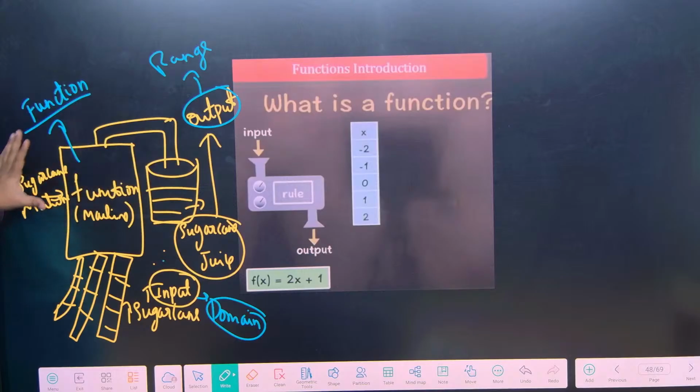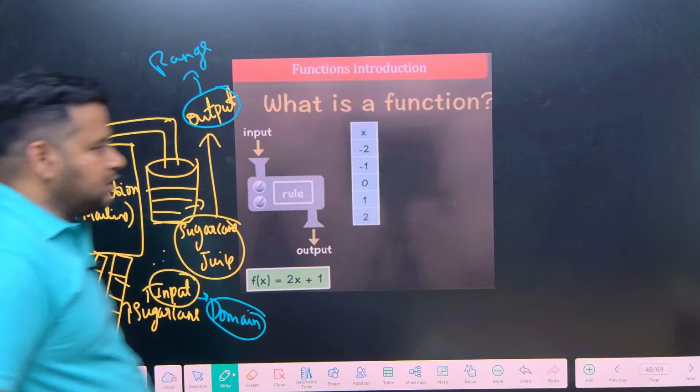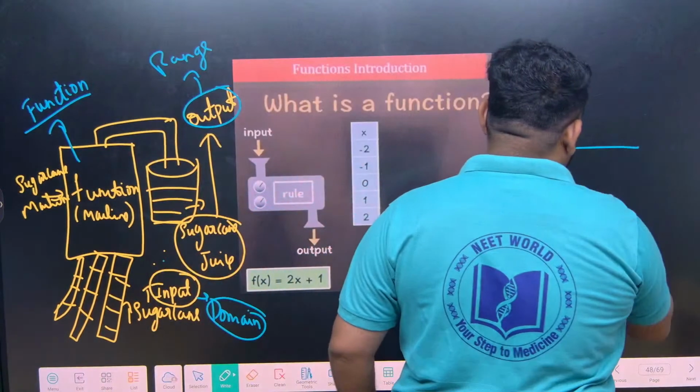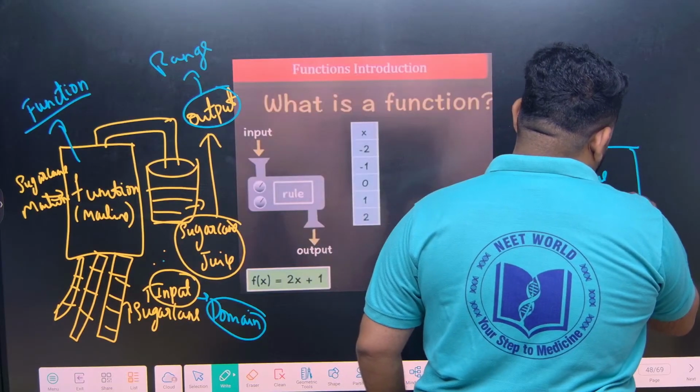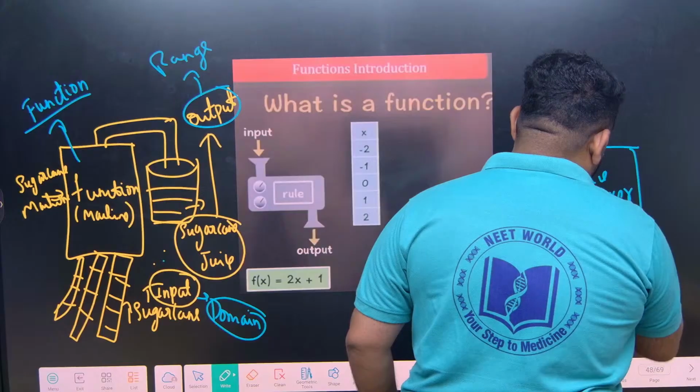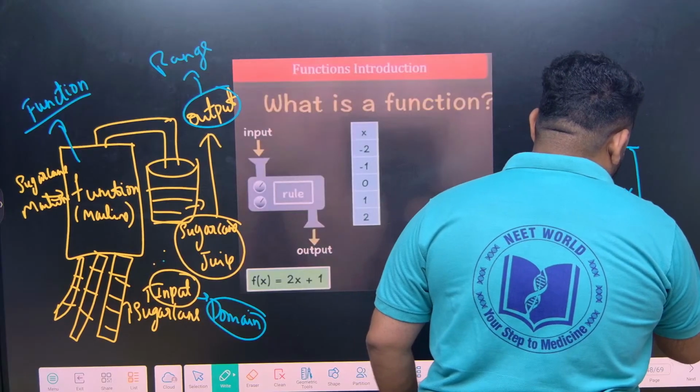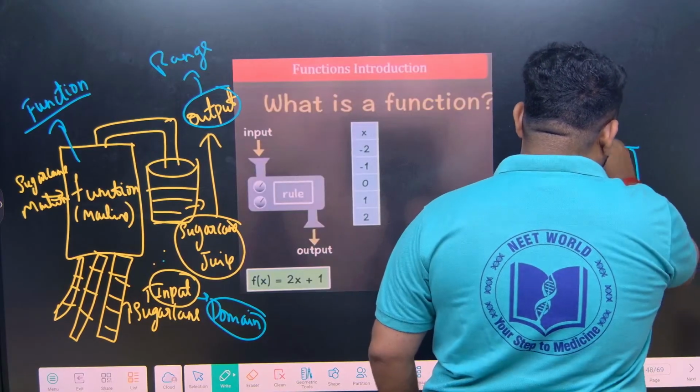So if I want apple juice or mango juice, I need a juice mixer. For this, if I put mango, I will get mango juice.